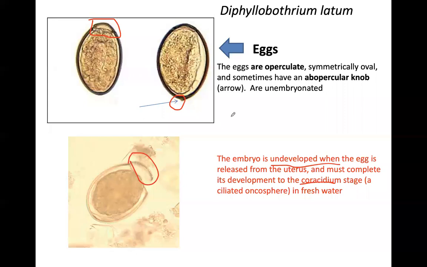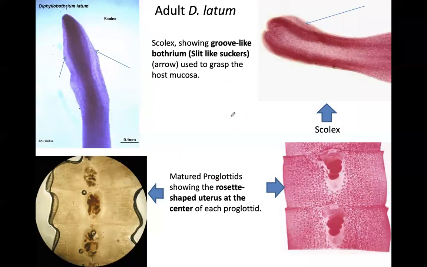So this is an example of a D. latum egg, and this is the D. latum itself. This is the head, or rather the scolex, as they would like to call it. Different from the taeniids, which have round suckers, here the suckers are like grooves. So the groove-like suckers are characteristic of Diphyllobothrium latum, and you could see them here. They find a way to attach themselves.